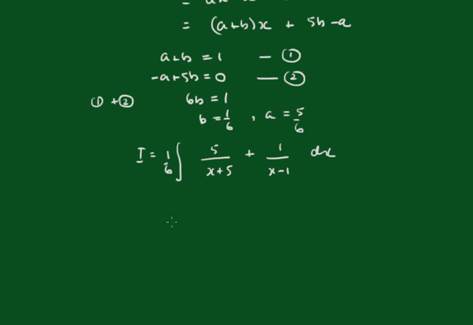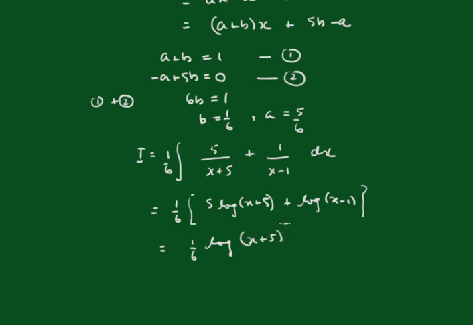Alright, so now it's a fairly easy thing to integrate. That's 1/6 outside of 5 log of x plus 5 plus the log of x minus 1. If you want to put that all together, you'll have 1/6 the log of (x plus 5) raised to 5, times (x minus 1) as your final answer, plus C.